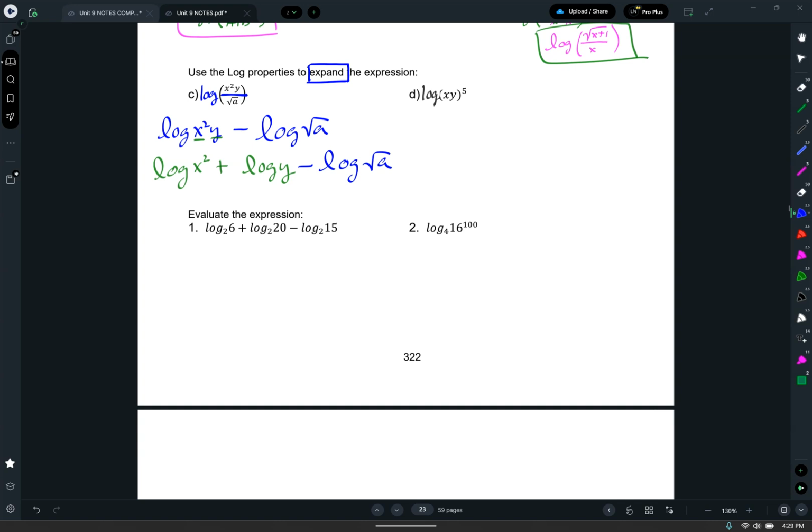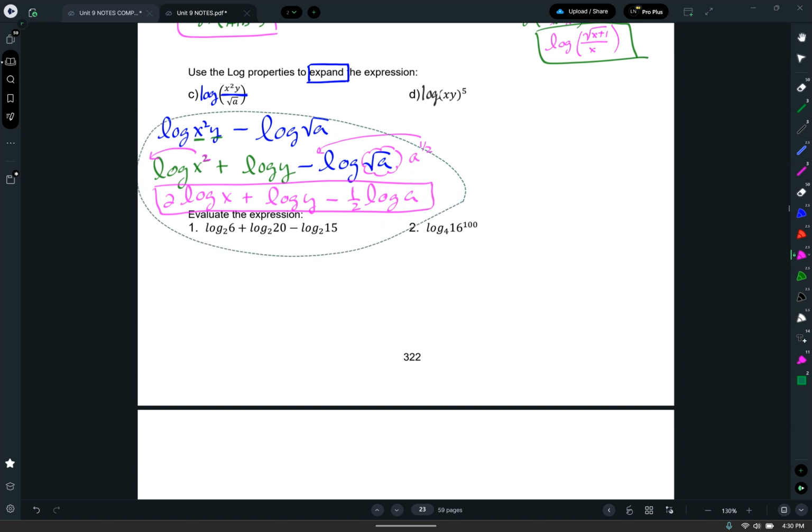And since I'm really trying to practice using all the possible properties that I can, I could think about that third property, right? And since this has a 2, I could move that down in front. Over here, I could also think about this square root of a as being a to the 1/2. And if I think of it that way, I could move that 1/2 down in front. So I'm going to end up with 2 log of x plus, can't do anything with that log of y in the middle, minus 1/2 log of a. So I think that's about as much as I can do. I've stretched it out into 3 logs, and I started with just 1.